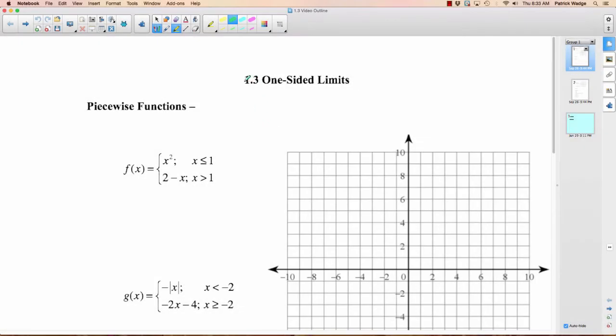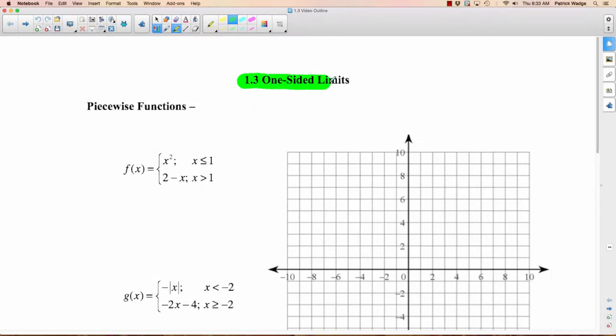Okay, section 1.3, we're going to continue on with limits, and we're going to look at one-sided limits. So we'll get to that in just a second. First thing we have to do is talk about piecewise functions, because for everything we do today, we're going to use piecewise functions.